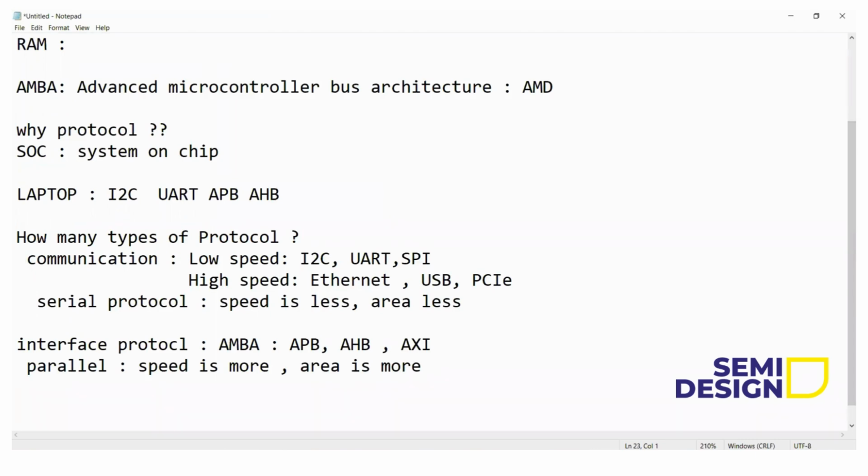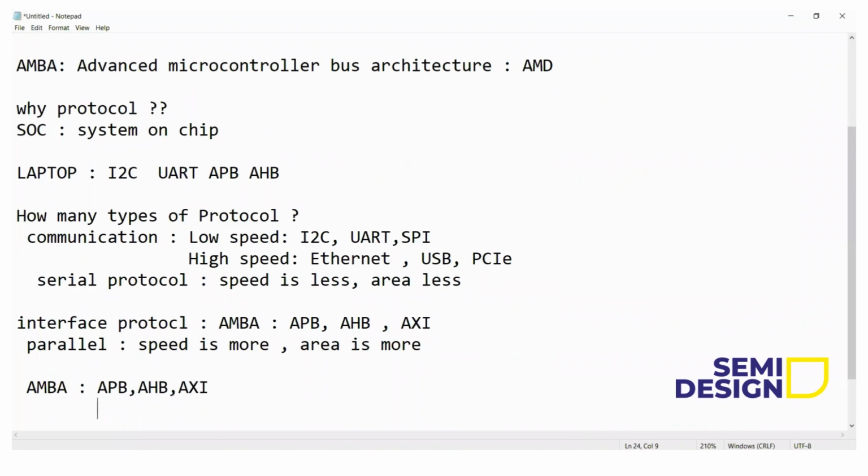Okay, so now the next thing is, so many types of protocols are there. Which protocol do you have to learn? Normally, as a fresher, they expect you to learn the AMBA protocols: AMBA APB, AHB, AXI. And in the serial protocols you can go with I2C. I2C is important, UART is optional. You can work on this, but I2C is important.